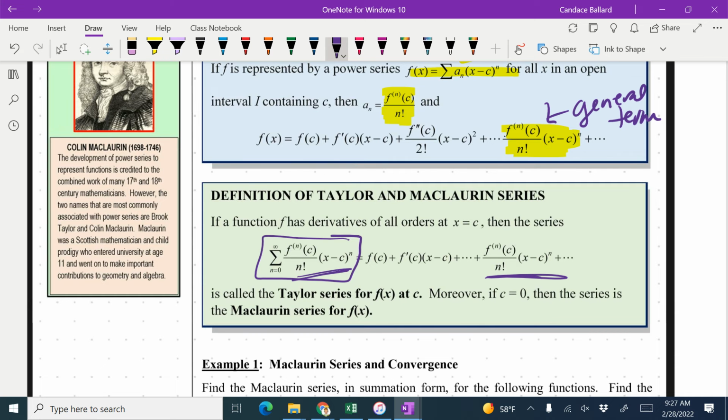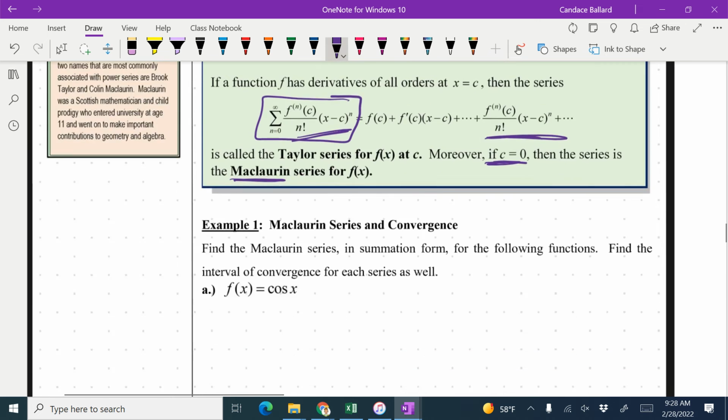And I was actually reading in my little Facebook group over break, they very rarely ask you to write it with the sigma notation anymore. Sometimes you have to write the general term at the end. And we'll practice that a little bit the next couple of days. And then, as always, if c is equal to 0, it's more specifically a Maclaurin series, but we know Taylor at c equals 0 is Maclaurin. We've been working on that.